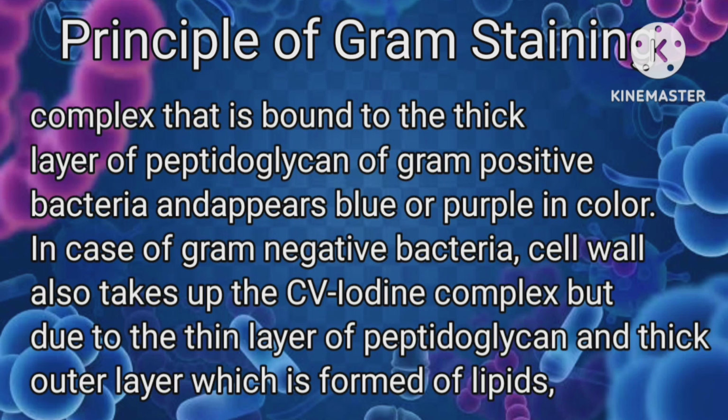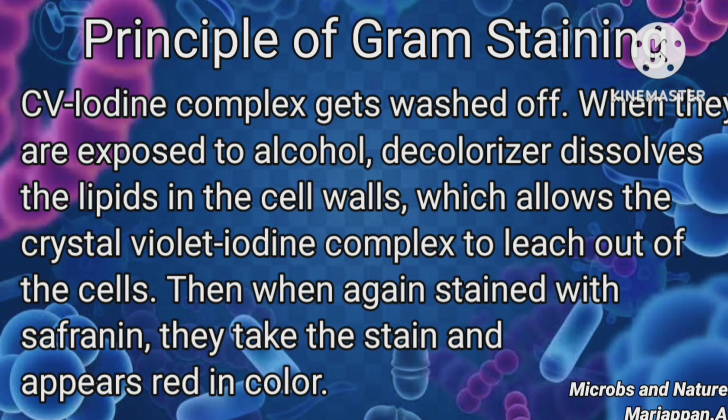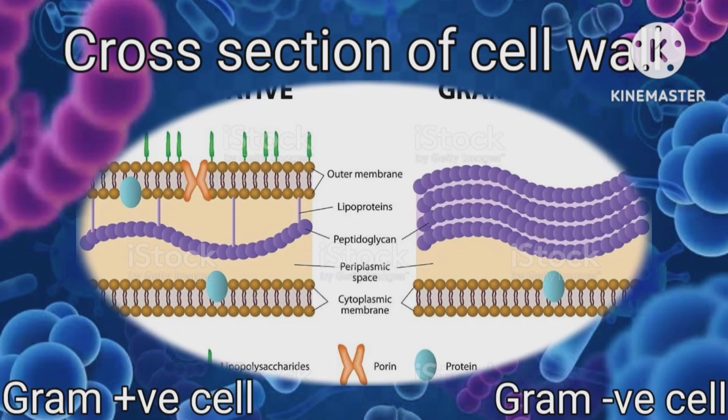In the case of gram-negative bacteria, the cell wall also takes up the CV iodine complex, but due to the thin layer of peptidoglycan and thick outer layer which is formed of lipids, the CV iodine complex gets washed off. When they are exposed to alcohol, the decolorizer dissolves the lipids in the cell walls, which allows the crystal violet iodine complex to leach out of the cells. Then when again stained with safranin, they take the stain and appear red in color.